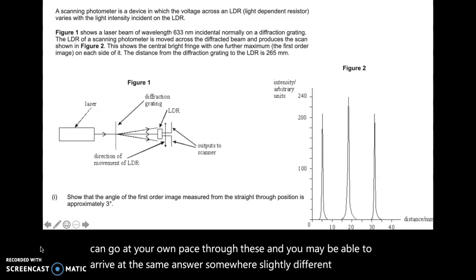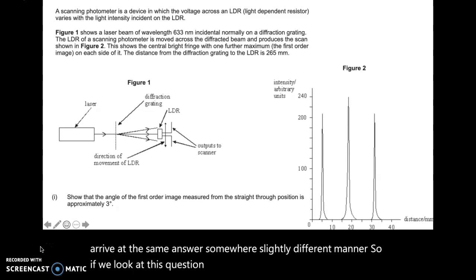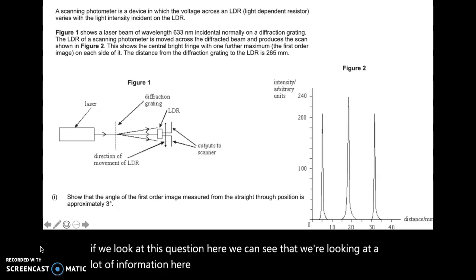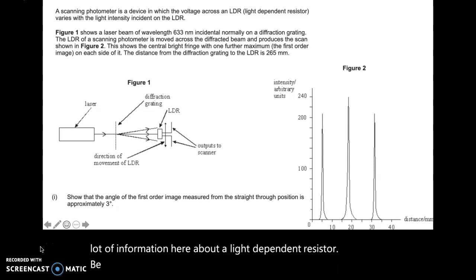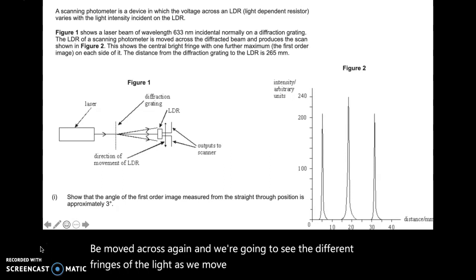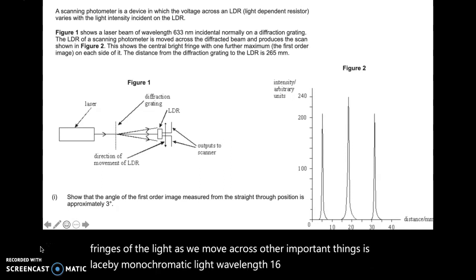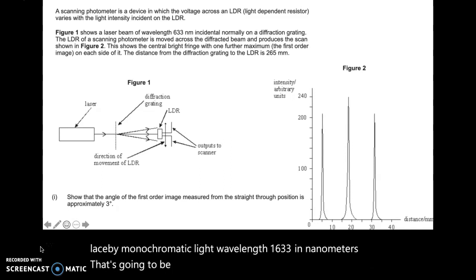So if we look at this question here, we can see that we're looking at a lot of information about a light-dependent resistor being moved across again, and we're getting to see the different fringes of the light as we move across. Other important things are the laser beam, monochromatic light, wavelength 633 nanometers, that's going to be important, and we've got the distance of the diffraction grating as well.